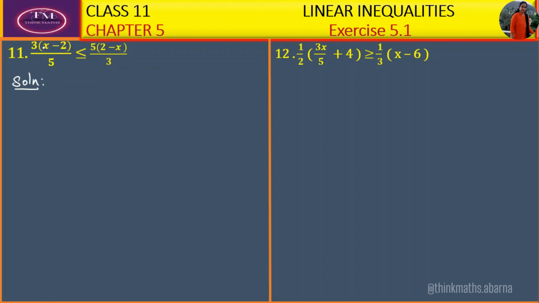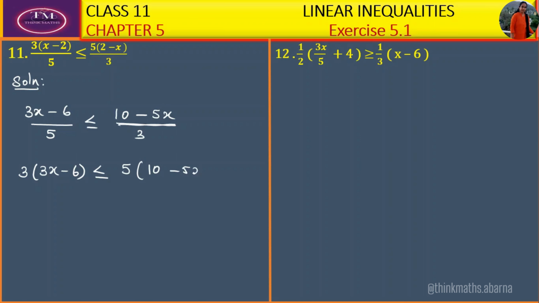First let us multiply the numerator. So it is 3x minus 6 divided by 5 less than or equal to 5 into 2, 10 minus 5 into x, 5x divided by 3. Okay. The next step you can just cross multiply. So this 3 is in the denominator. It will go to the numerator on the left hand side. So we will get 3 into (3x minus 6) less than or equal to, this 5 will go to the numerator on the right side, so 5 into (10 minus 5x). So I have just cross multiplied.